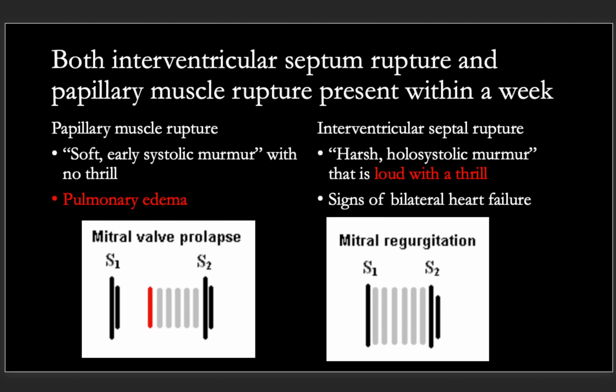One other thing is, once you know the murmur, let's say they leave the murmur out, what are some other findings? With papillary muscle rupture, the main thing is very sudden onset pulmonary edema. When you have a septal rupture, not only will you have that harsh holosystolic murmur, you have bilateral heart failure. And so this is when you'll see JVD and leg swelling.